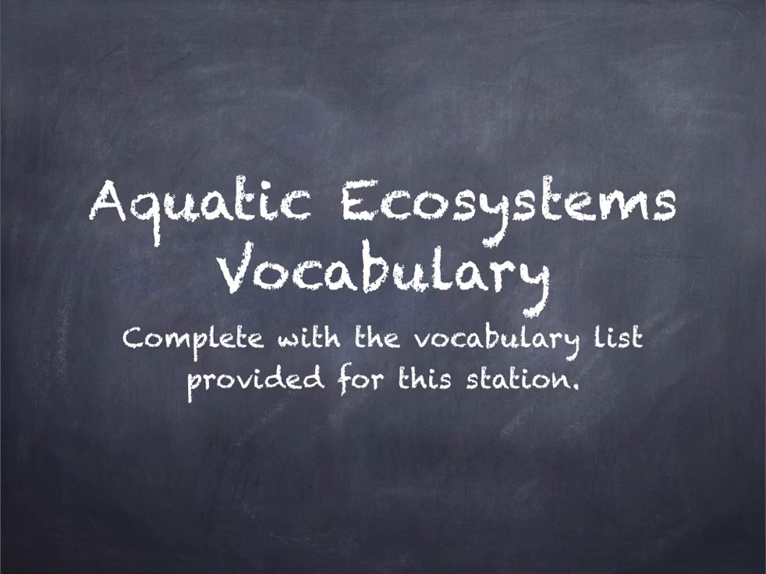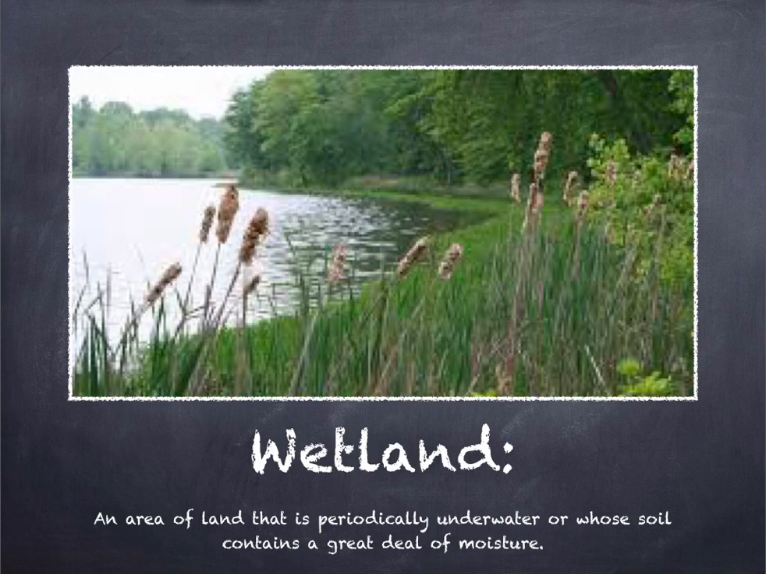So in this unit we're going to talk about the aquatic ecosystem. These are some of our main vocab words that we need to know while we're talking about the aquatic ecosystem. Our first word is wetlands. This is an area of land that is periodically underwater or whose soil contains a great deal of moisture.